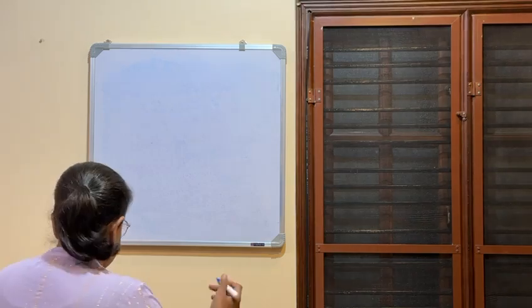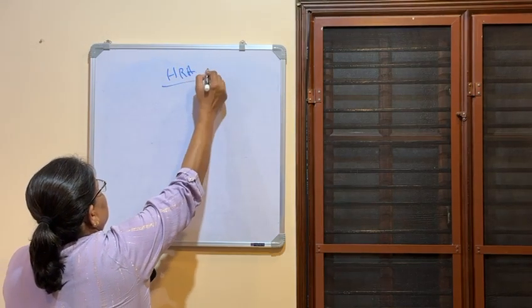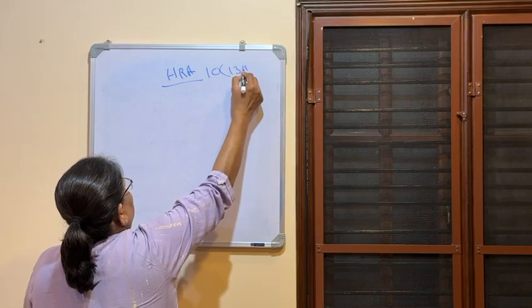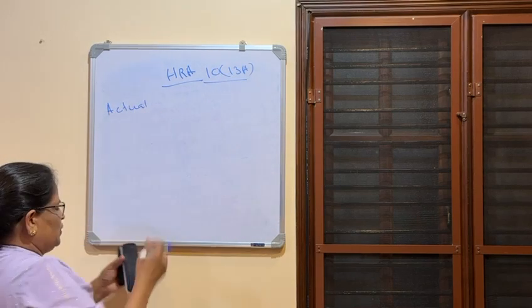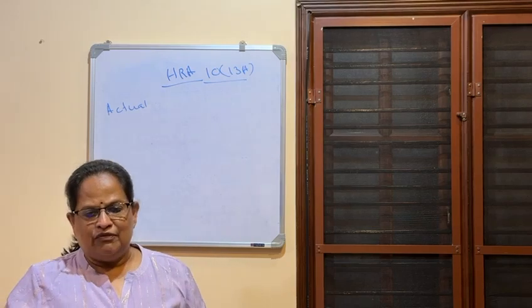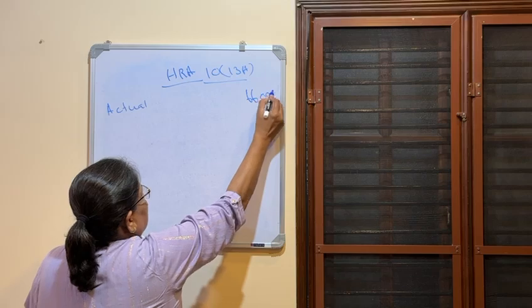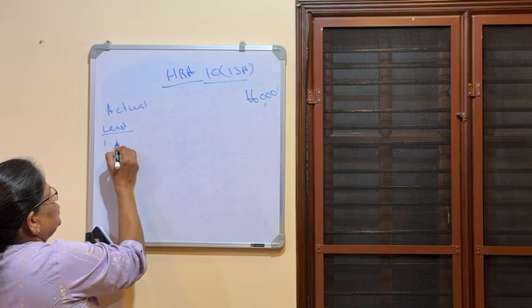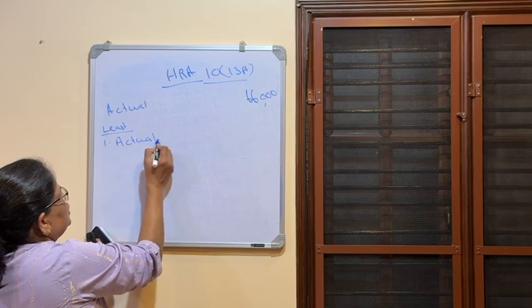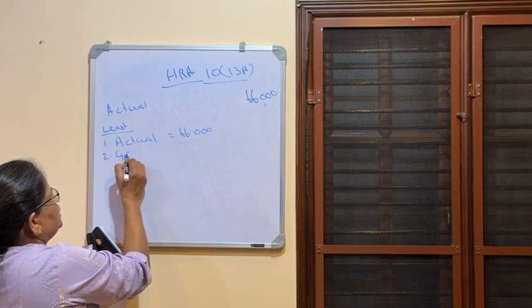Now first we will start with the computation of HRA. So HRA computation, actually the section is 10(13A). This section is important. Actual HRA received, it's mentioned 5,500 into 12. So that value is 66,000. Now exempt least of the following. First one is actual itself. Actual is 66,000. Second is 40% of salary.